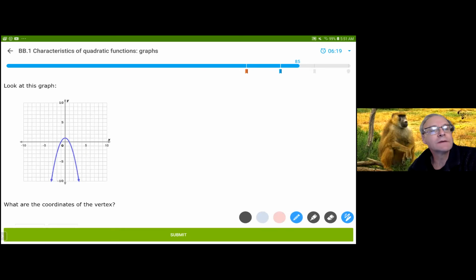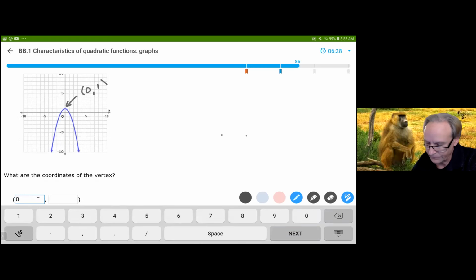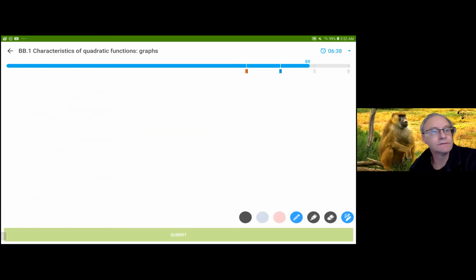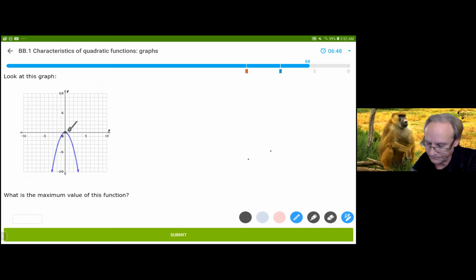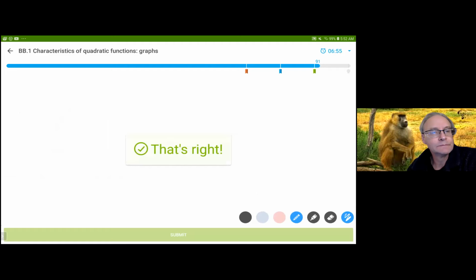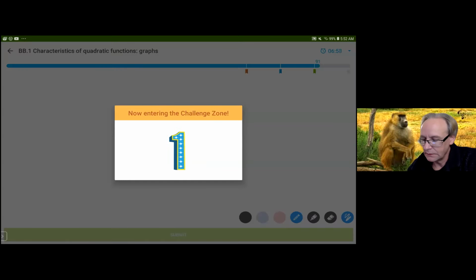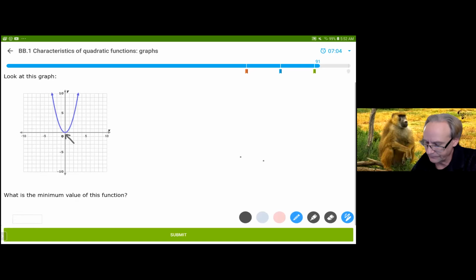And what are the coordinates of the vertex? We're at 0, 1 this time, aren't we? 0, 1. That also happens to be the y-intercept, but they call the y-intercept 1, which is weird. The maximum value is 0. It's right there. That's where it maxes out. Remember, we're looking at the y value, not the x value. And here, the minimum value is the y value right here, which is 0.